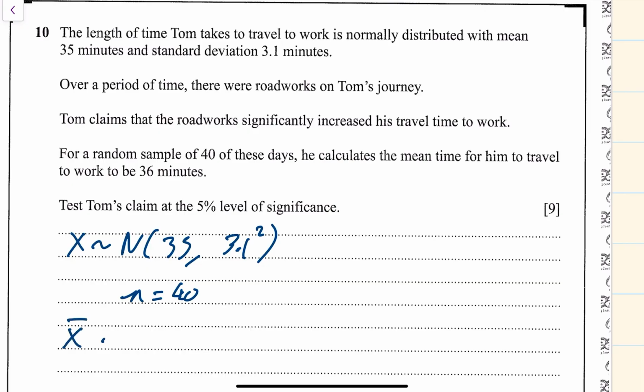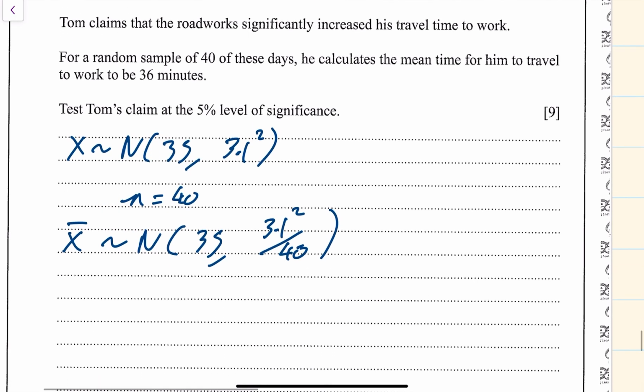Your X bar then is distributed with a normal distribution, the same mean, but the variance now is sigma squared over 40. Which means, when we're working with our formulas, our mean is 35, and the sigma we're going to be using is 3.1 over the square root of 40. So when we come to using that, that's what we're going to be doing.